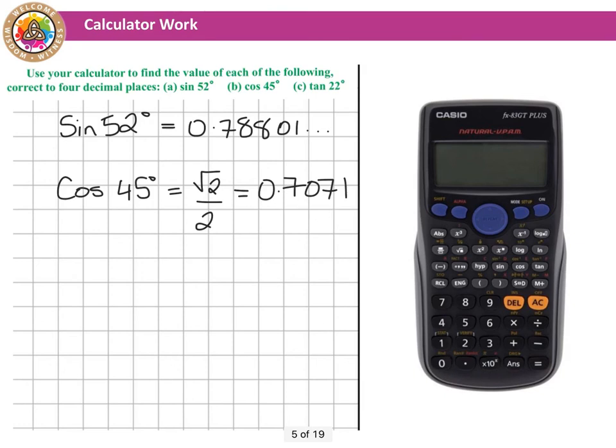Now let's find tan 22 degrees. So you'll see from this that tan 22 degrees gives you 0.40402 and so on. And we only need to round it to 4 decimal places, so it'll be 0.4040. And that's how you use your calculator to find the degrees of each ratio. And don't forget that if it's given in this form, like it was for cos 45 degrees, always press your SD button to convert it to a decimal.